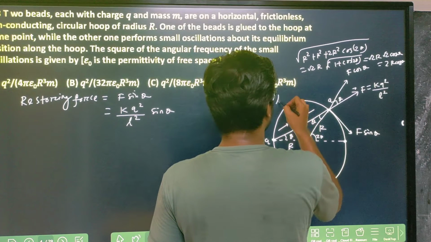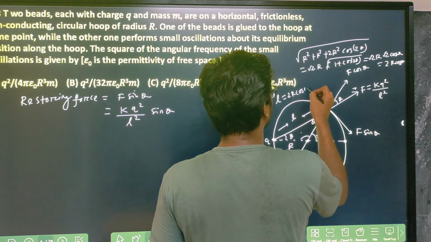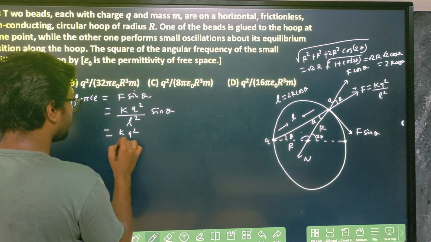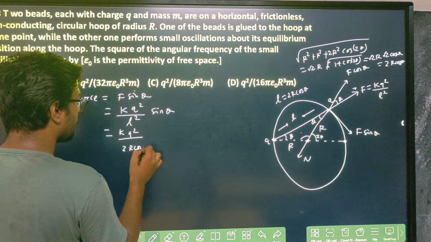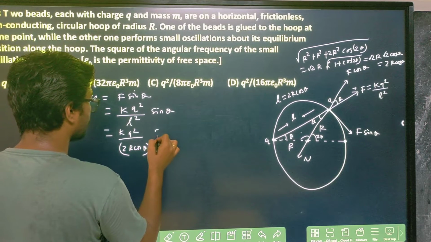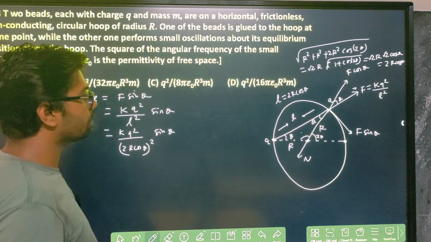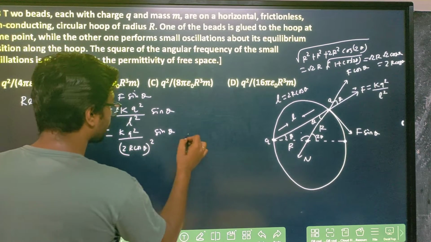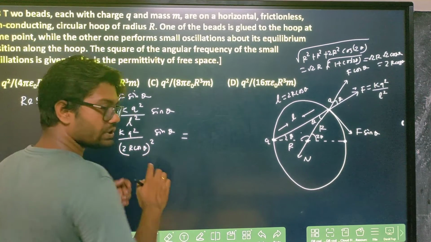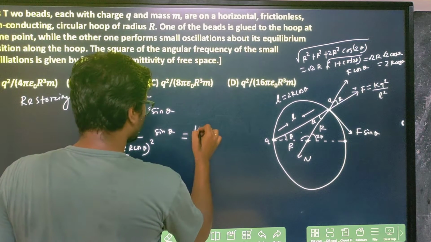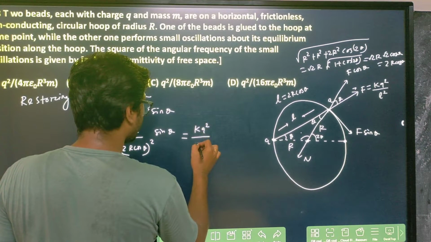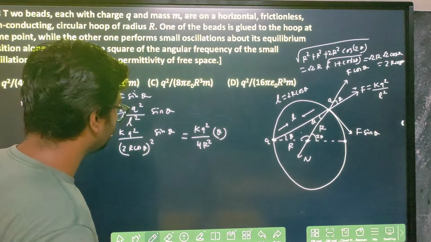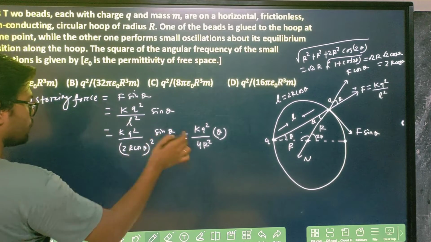So this length L is basically 2r cos theta, right? So you can write down the L value here. It will be kq square divided by (2r cos theta) whole square into sine theta. Now theta is very small here, which means sine theta is replaced by theta and cos theta is replaced by 1, right? So this will be kq square divided by 4r square into theta. Now you have to find out the theta value. So the restoring force value will be this much.